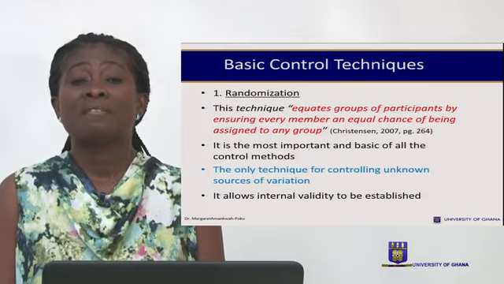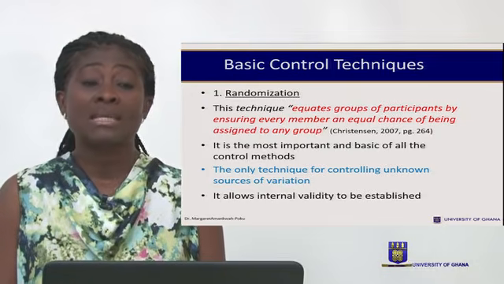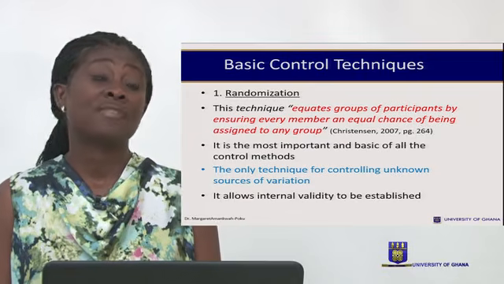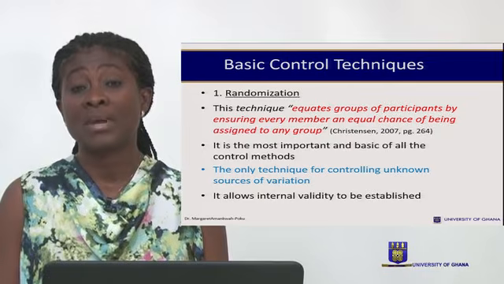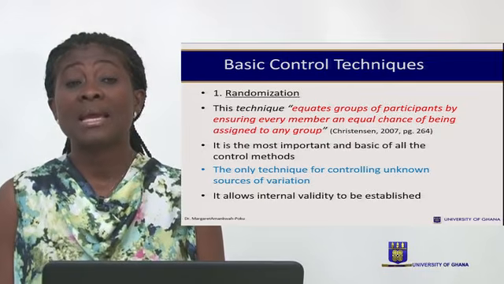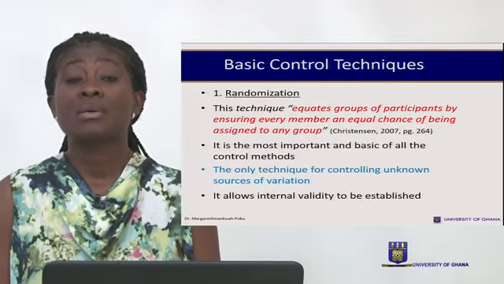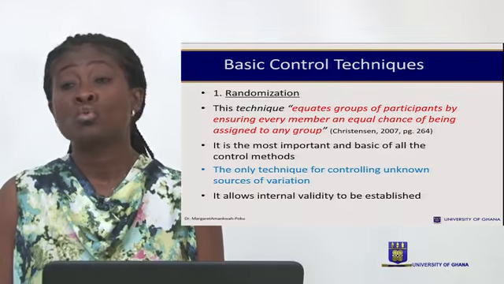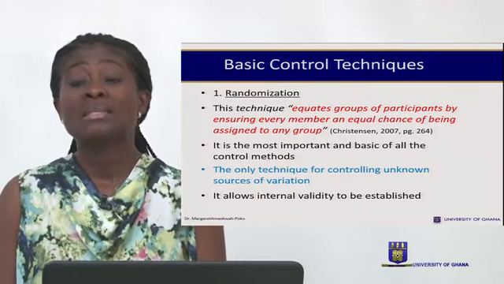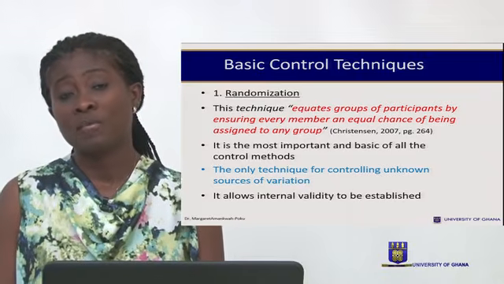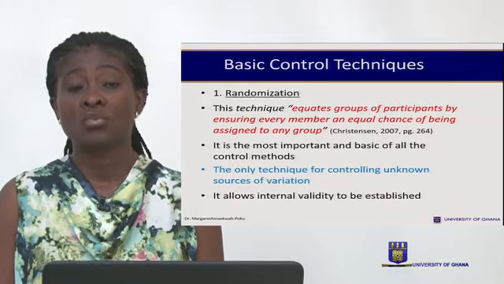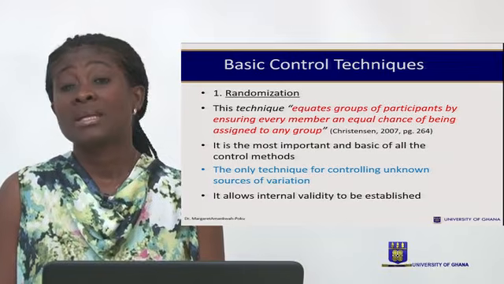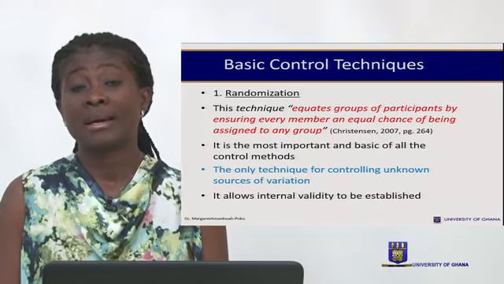Now, when I talk about the fact that it affords each participant a chance of belonging to any of the 2 groups, let's say we have 30 participants and we have 2 groups that we are testing. To randomly assign them to the 2 groups, we can write the figures 1 and 2 on pieces of paper, and we ask them to pick. So all those who pick figure 1 will be in the first group, and those who pick 2 will be in the second group. So it means that anybody can pick 1 or 2 at any time.